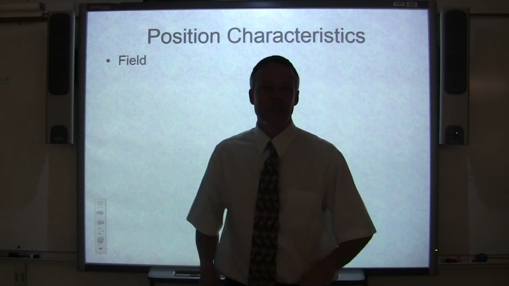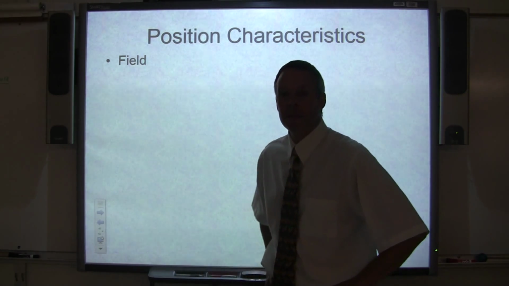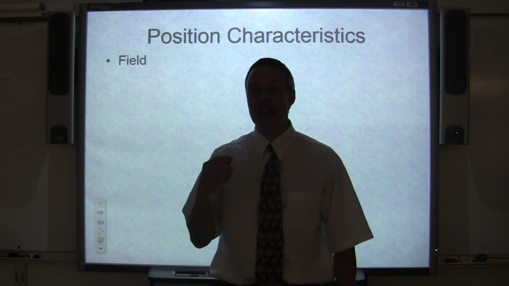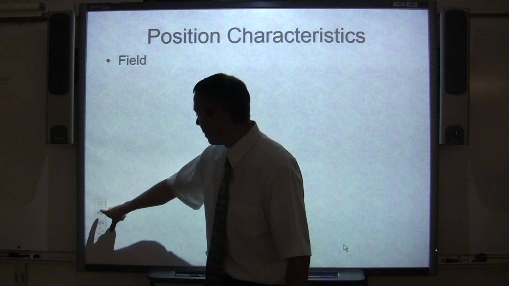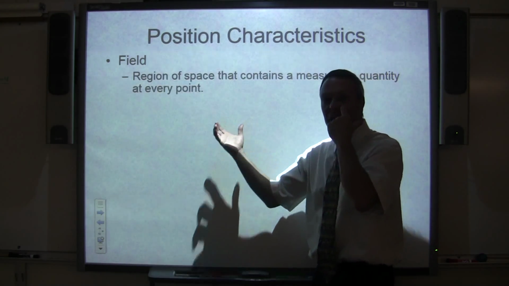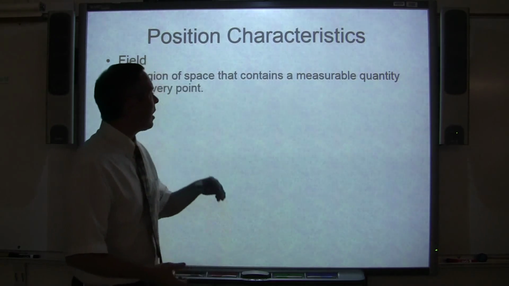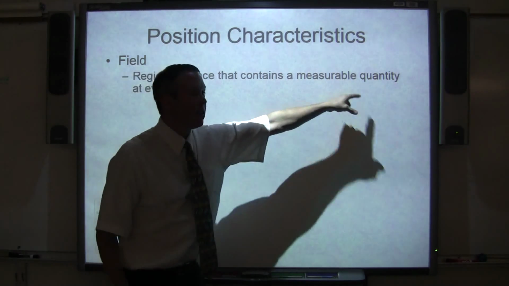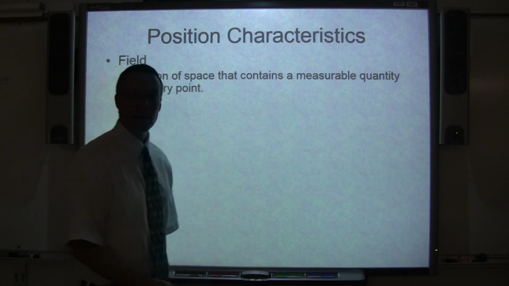Objective 5 and 6 deal with mapping. The first definition you need to know when you talk about maps is a field. I don't mean a farmer's field, or a field where the cows are walking. What we mean by a field is a map. It's any area of space where you can measure a quantity, so there's something measurable at any given point.